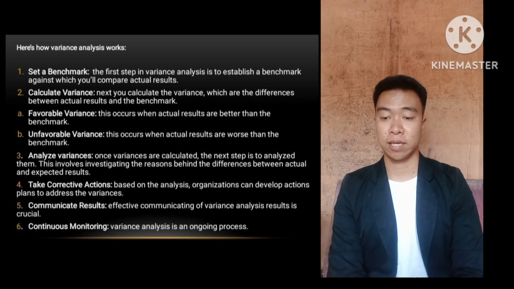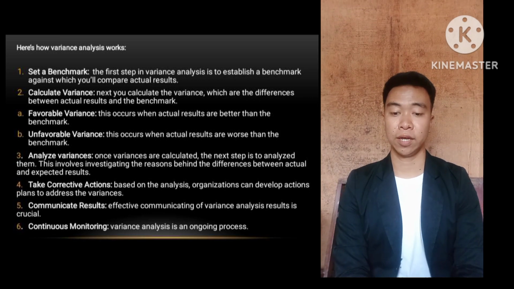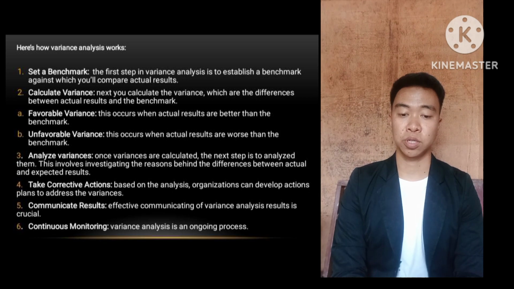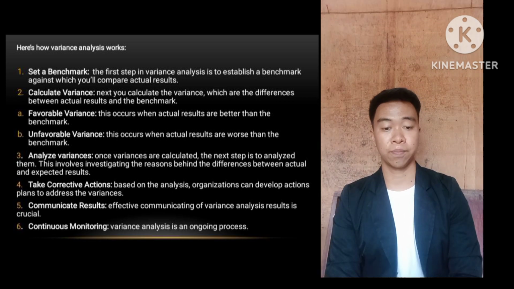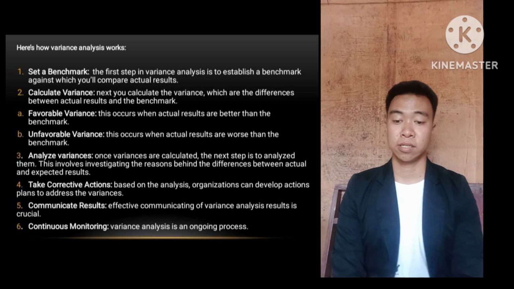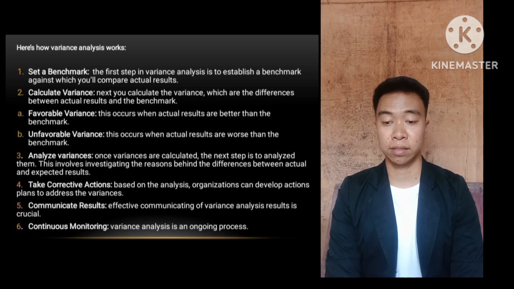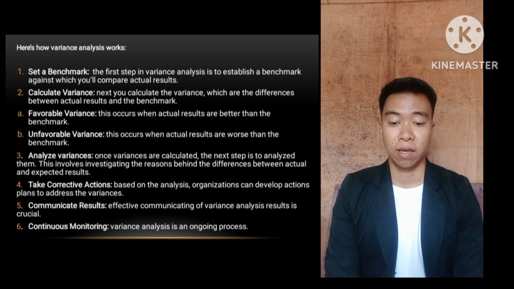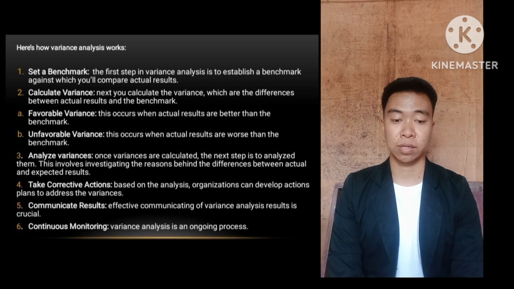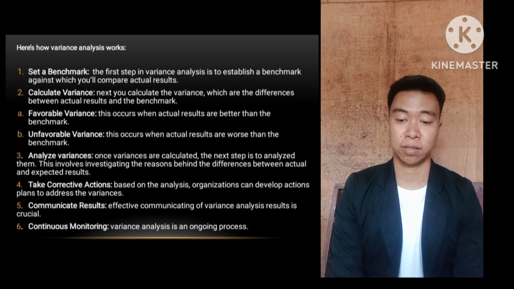There are 2 types of variance. The first is the favorable variance. This occurs when actual results are better than the benchmark. Second, or the B, is an unfavorable variance. This occurs when actual results are worse than the benchmark.